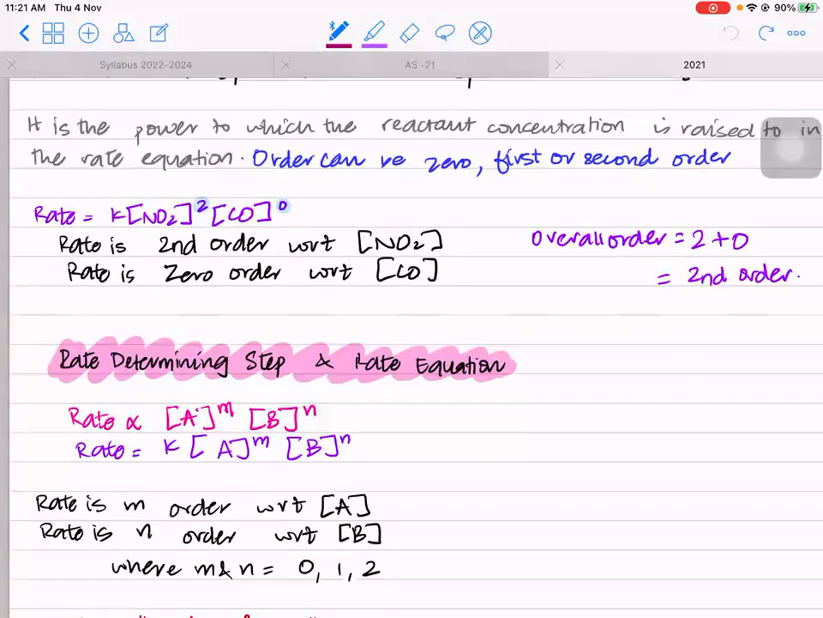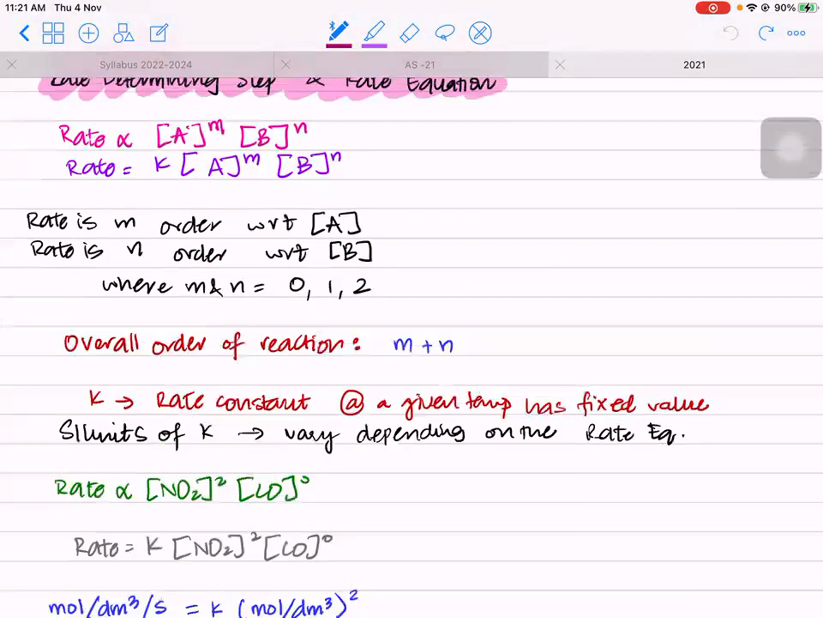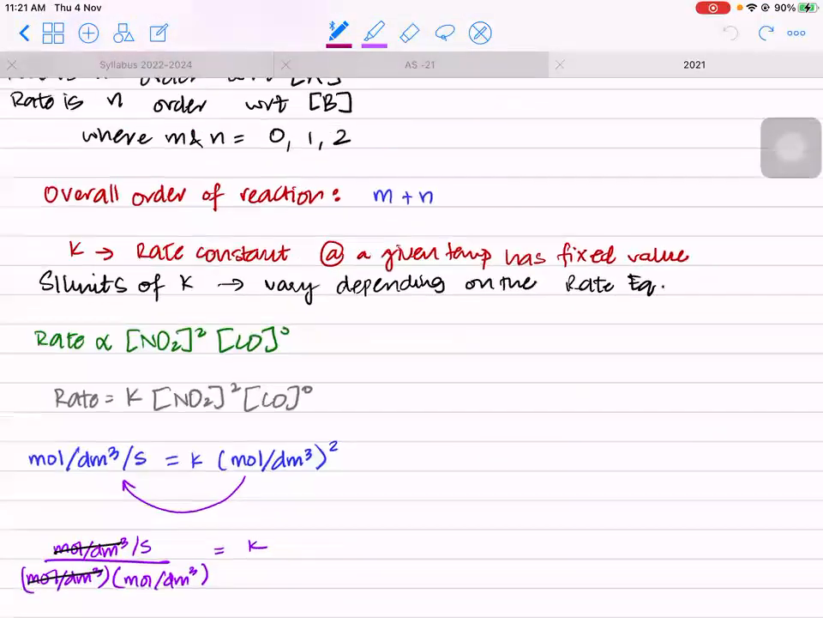Clear? Then I also told you how to determine the units of K. Since rate is directly proportional to the concentration, you can remove the proportionality sign and equate that with K, which becomes the rate constant. Rate constant is a fixed value at a given temperature. If you change the temperature, the value of K will change. Then we have the units of K. How do you determine the units of K?